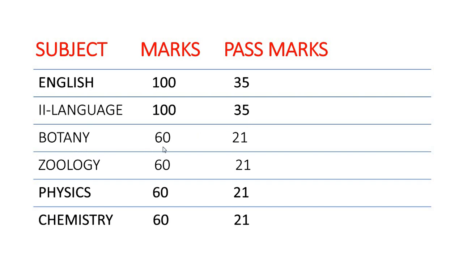So botany is for 60 marks. In order to pass, you need to score 21 marks. Zoology also 60 marks. To pass, you need to score 21 marks. Physics also for 60 marks. Passing marks is 21, and chemistry is 60 marks, and in order to pass, you need to score 21 marks. So this is the marks distribution. So botany, zoology, physics, chemistry is for 60 marks, and in order to pass, you need to score 21 marks. So this is the border marks you have to score.